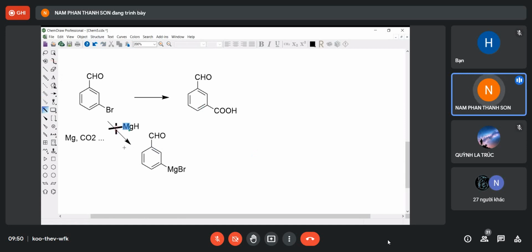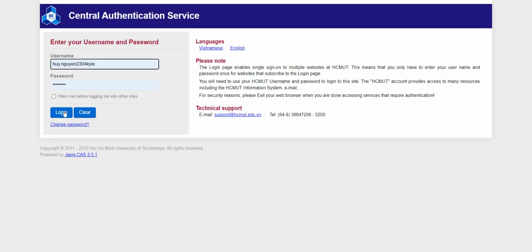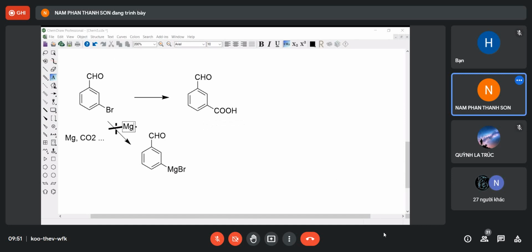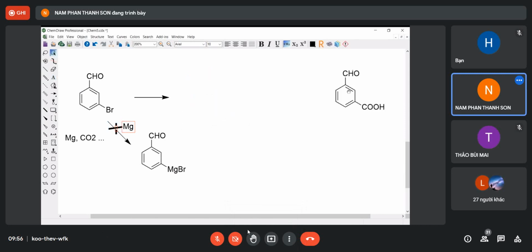Do not use this method, okay? Do not go with this way. The magnesium, the Grignard reagent, will react with the C=O. So we cannot go with this way. You need to protect the C=O. We cannot add magnesium here because this one will destroy this one.